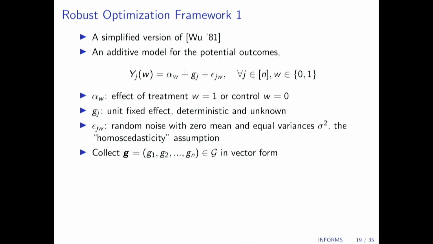So in this model, the alpha W stands for the effect of treatment, where alpha 1 and alpha 0 stand for the effect of treatment and control. And G of J here is referred to as the unit fixed effect, where different units have different magnitudes of effects. And also here, the epsilon J of W is the idiosyncratic noise that people assume to be unknown to us, but we know they are of zero mean, and they have equal variances. And this equal variance assumption is referred to as the homoscedasticity assumption.